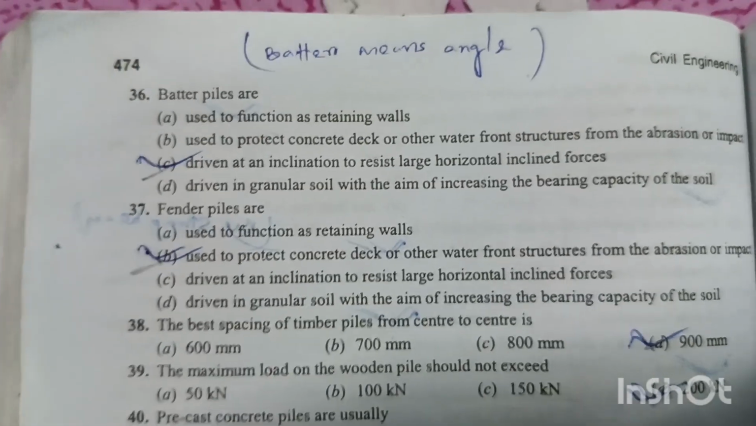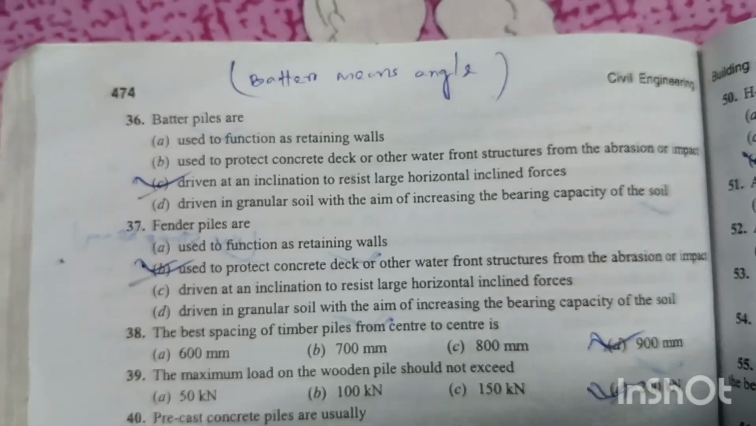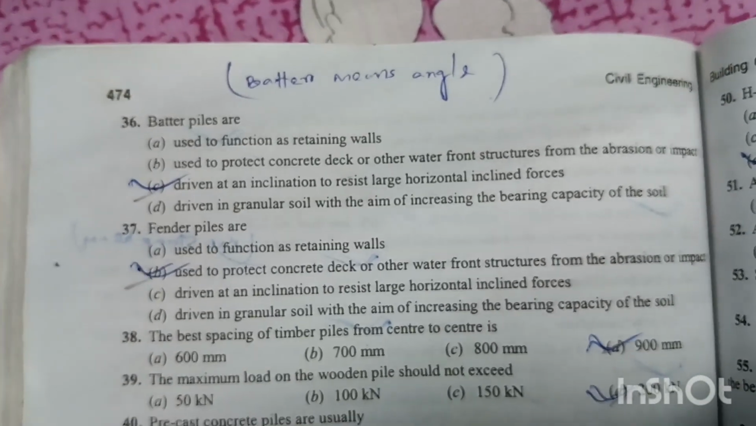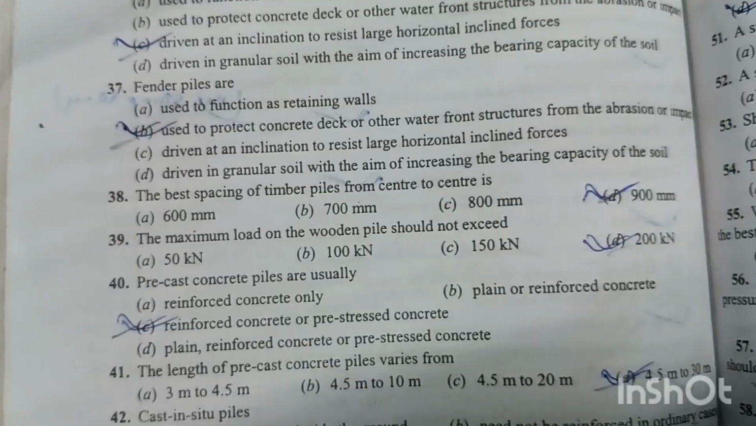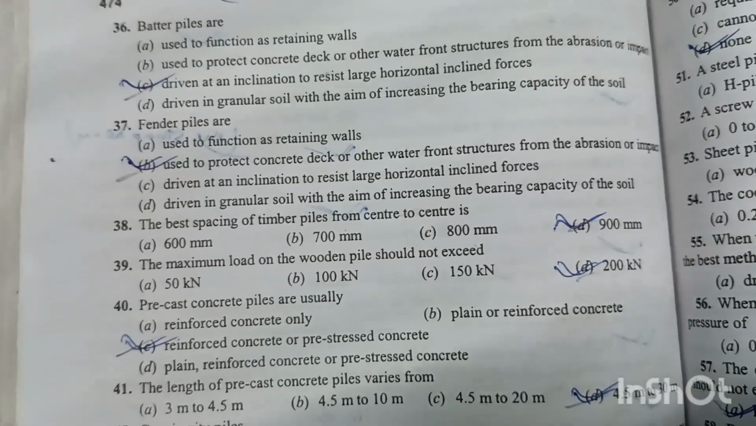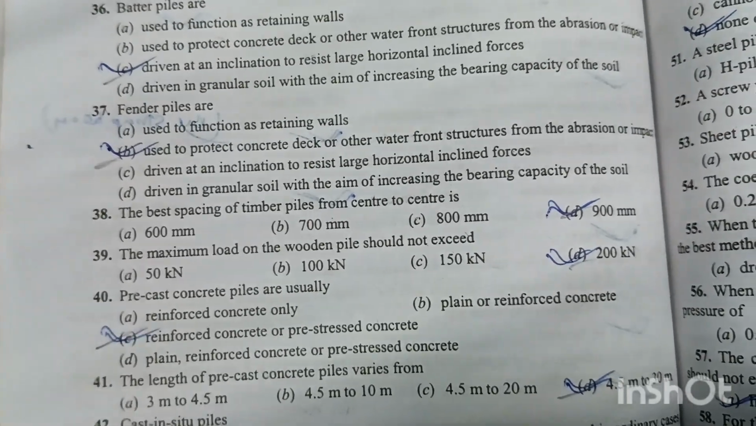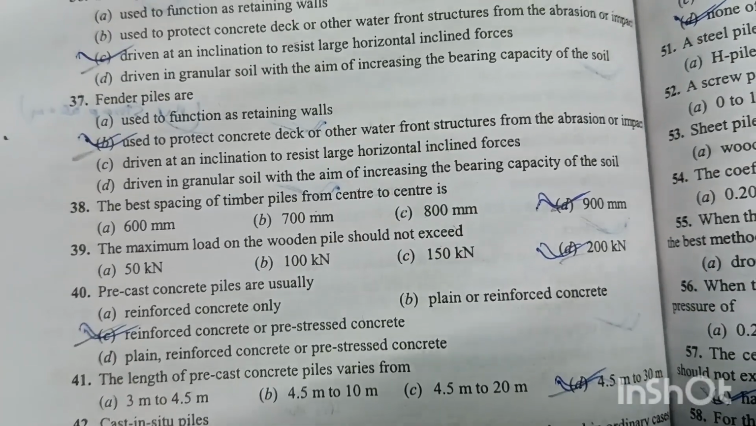Question number 37. Fender piles are used to protect concrete deck or other waterfront structure from the abrasion or impact. Option B is the right answer. Question number 38. The best spacing of timber piles from center to center is 900 mm. Option D is the right answer. Question number 39. The maximum load on the wooden pile should not exceed 200 kN. Option D is the right answer.